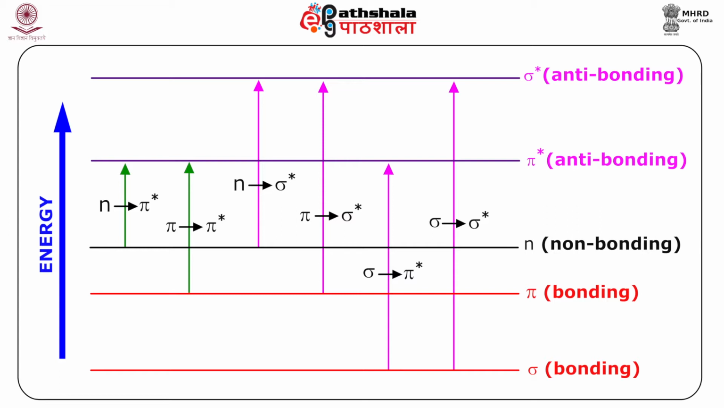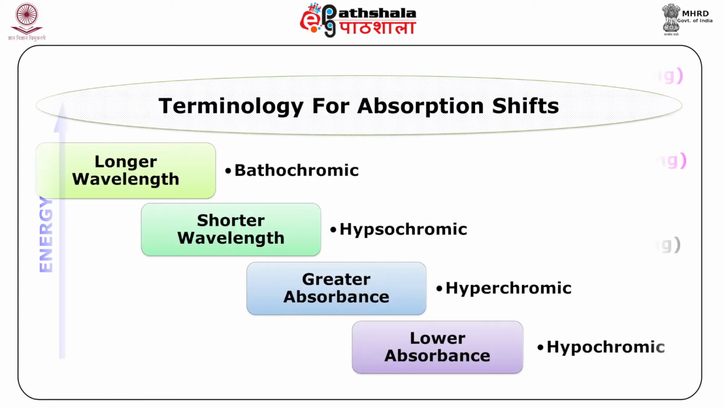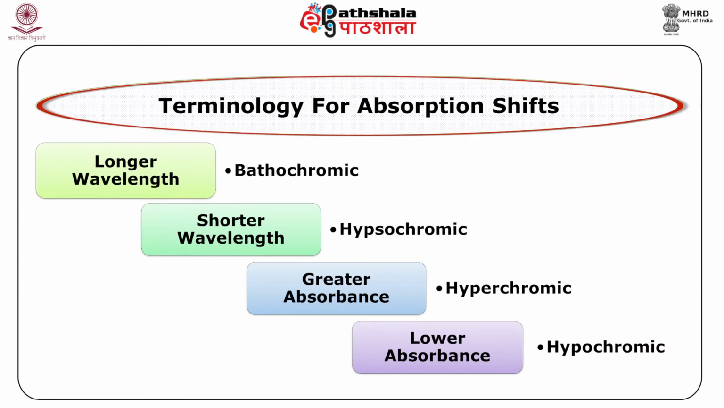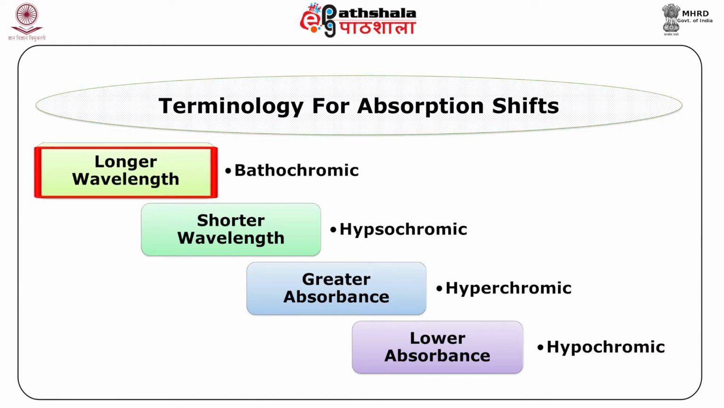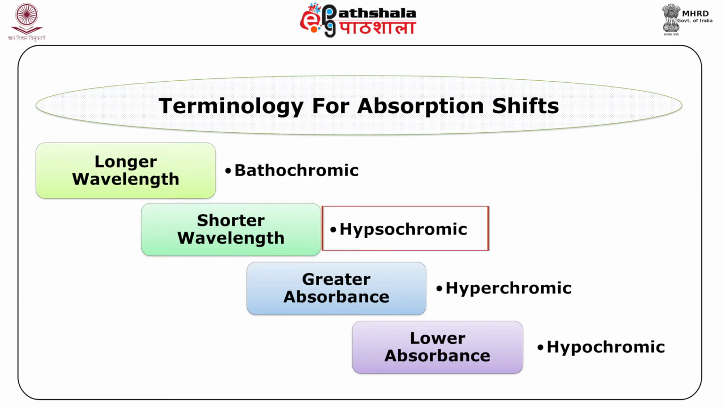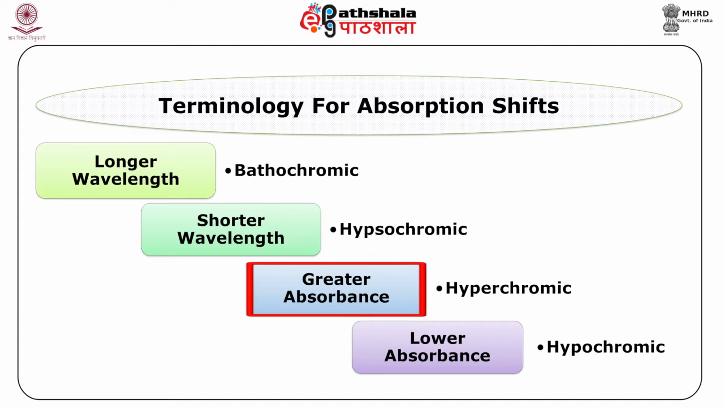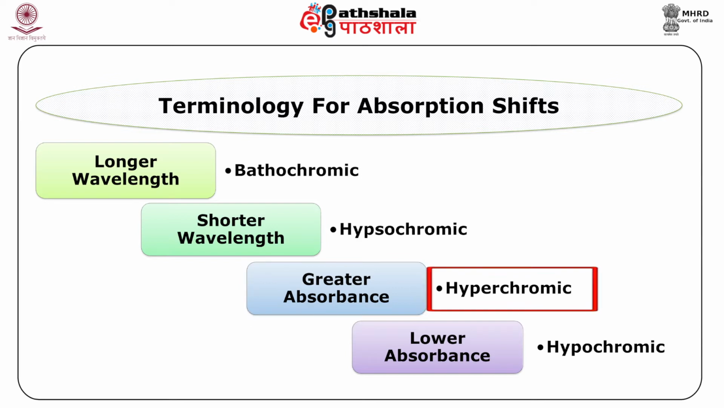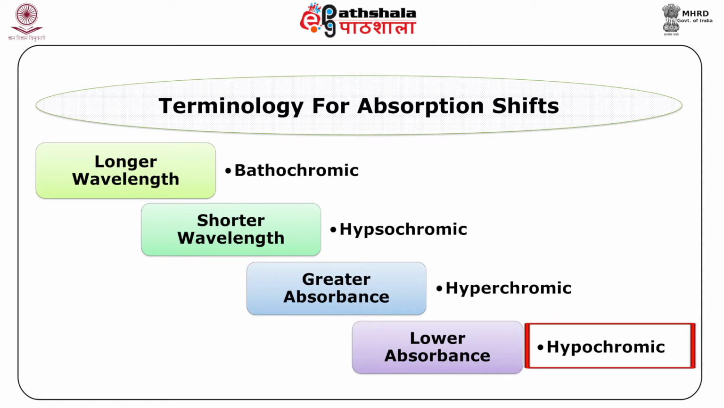By chance, conjugation usually shifts the absorption maxima to longer wavelengths. The various terminology for absorption shifts are: to longer wavelength, the descriptive term used is bathochromic. To shorter wavelength, the term used is hypsochromic. To greater absorbance, hyperchromic is the term. To lower absorbance, the descriptive term is hypochromic.